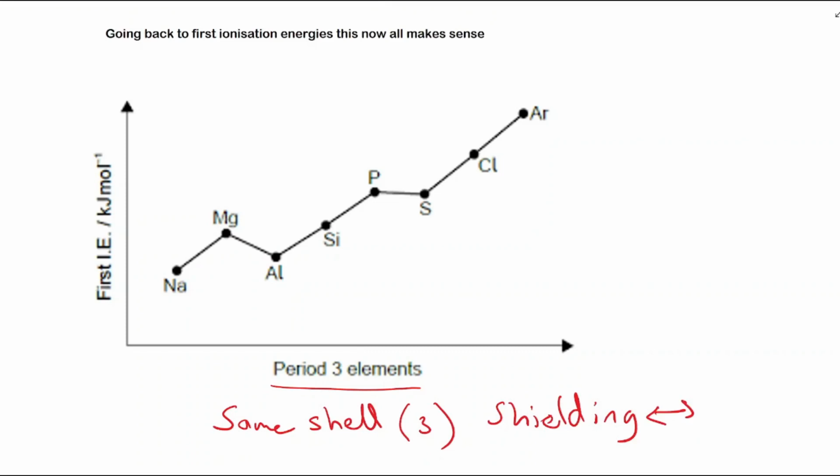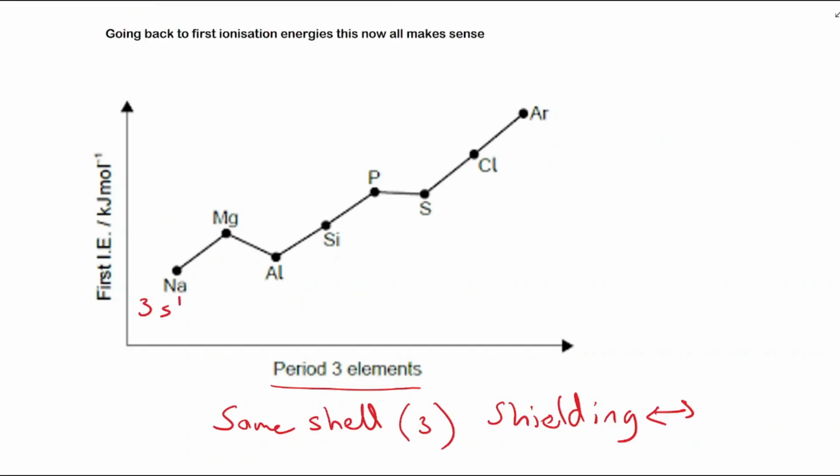If we were going down a group, we could easily talk about shielding, because we know that as we go down a group, we increase the number of shells, so increase the shielding, making the outer electron easier to remove. But in this case, that's not going to be the issue. But our understanding of orbital theory can now explain these changes. So sodium has the outer electron as 3s1, and its first ionization energy is here.